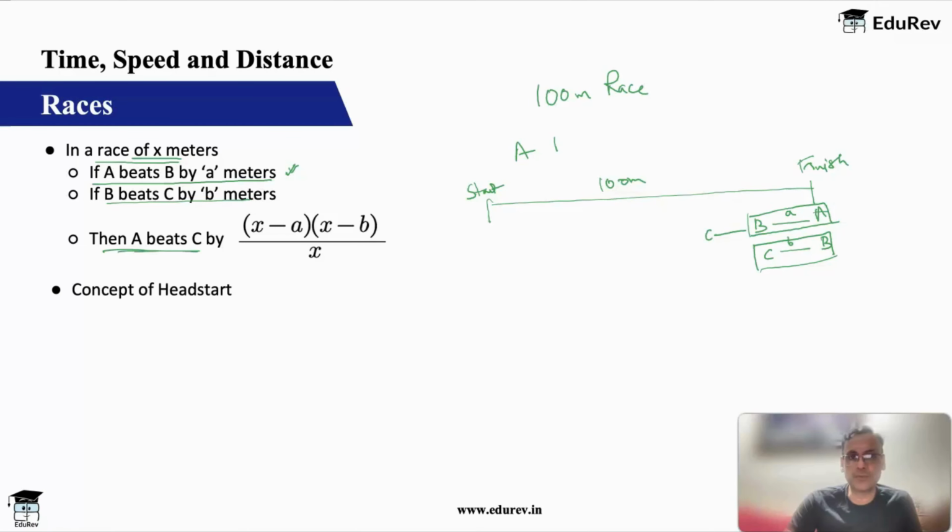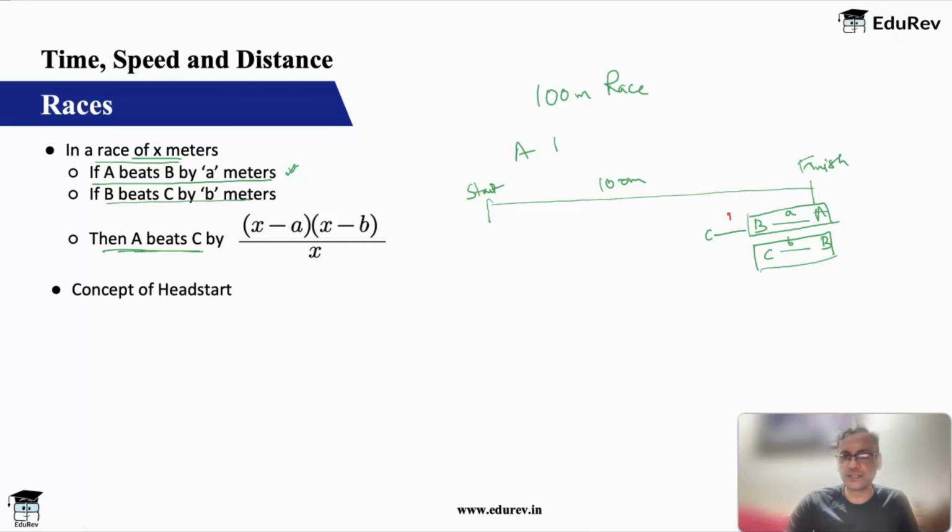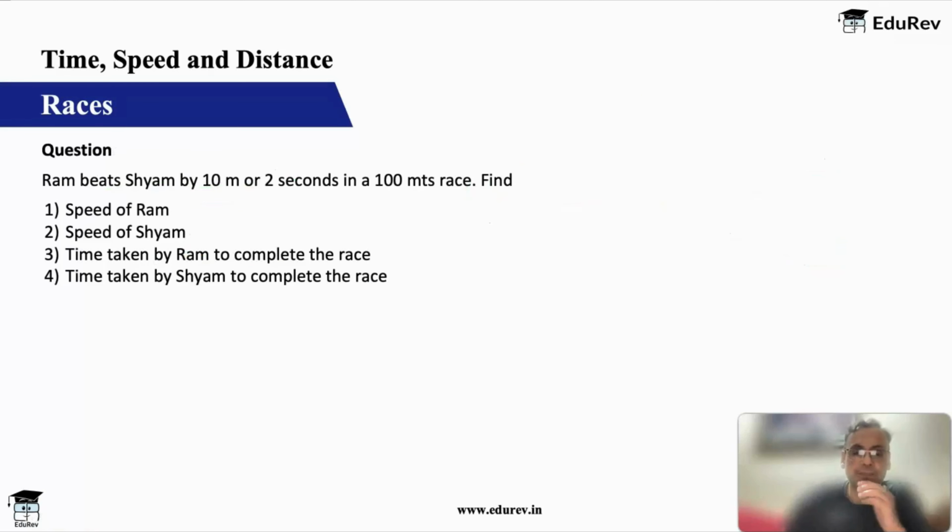Then A beats C by how much? So A will beat C by how much? Now this is a question mark. This I don't know. If I knew B beats C by how much, this data, then obviously A will beat C by this plus this, right? But this part I do not know. So we have a formula for that, which is A will beat C by (X minus a) into (X minus b) upon X. How does this formula come? Let me first solve a question for you and then we'll come back to this so that you understand this better.